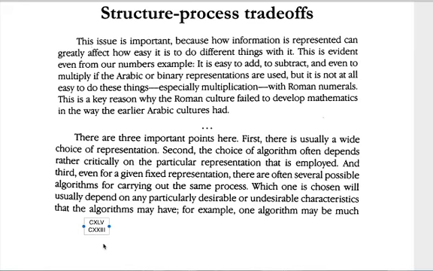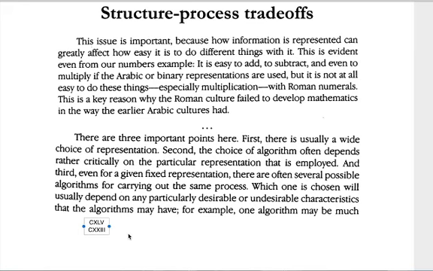So there are three important points here, according to Marr. First, there's usually a wide choice of representation. Second, the choice of algorithm often depends rather critically on the particular representation that's employed. And third, even for a given fixed representation, there are often several possible algorithms for carrying out the same process.